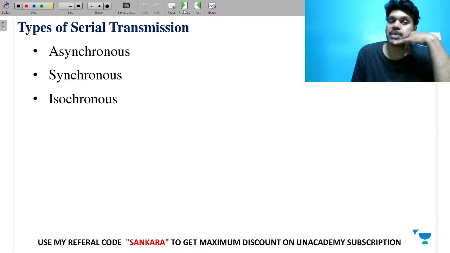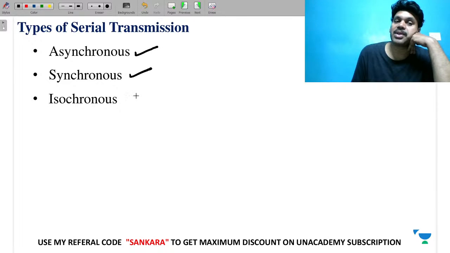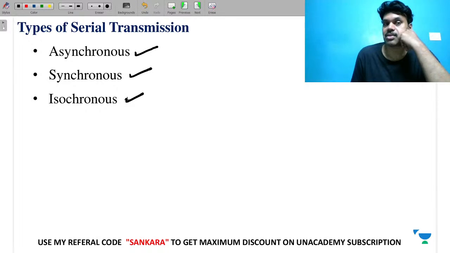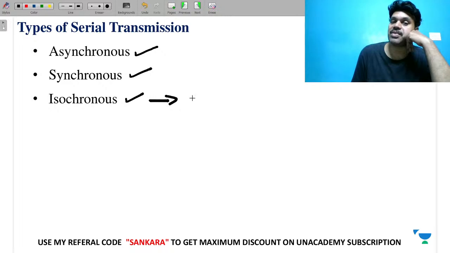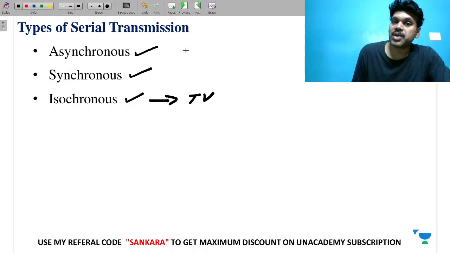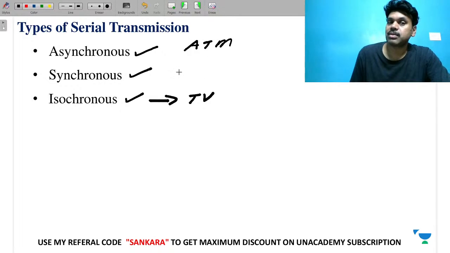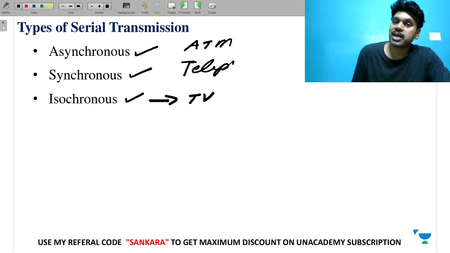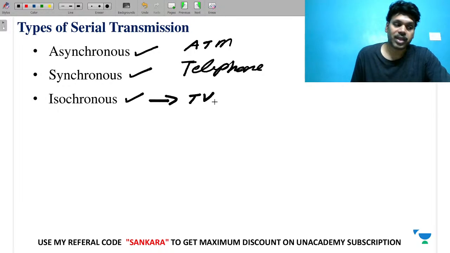Now let us see the types of serial communication: asynchronous, synchronous, isochronous. Especially for TV, we are going to use isochronous. Asynchronous we are going to use in ATMs, asynchronous transfer mode. In synchronous we are using telephones; your telephone is one of the examples of synchronous. Now let us see what asynchronous is first of all.